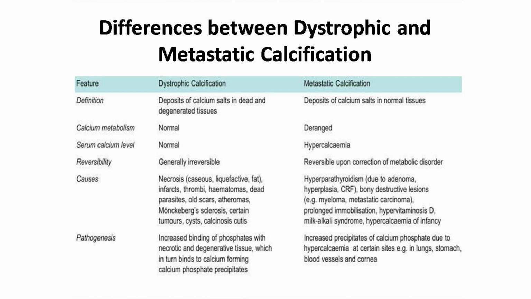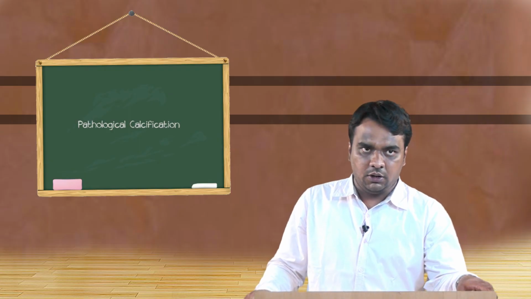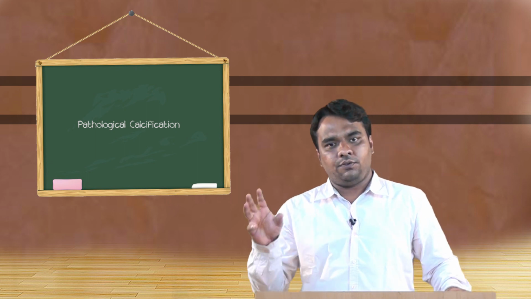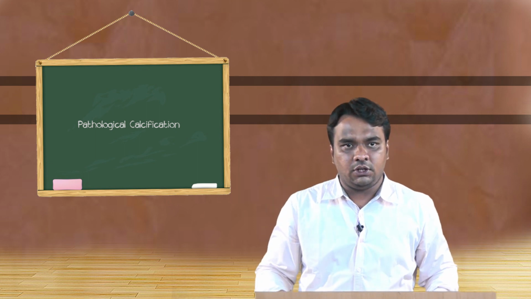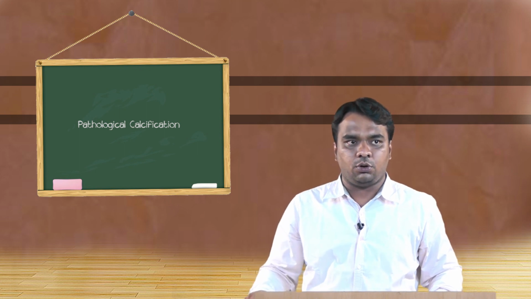And coming to the reversibility of the condition, in the sense pathological calcification, whether it is reversible or not. Generally in dystrophic calcification, it is irreversible because it starts depositing in the dead and degenerated tissues, whereas in the metastatic calcification it is reversible because if we keep on correcting the metabolic disorders, you can get the calcification back to a normal level.